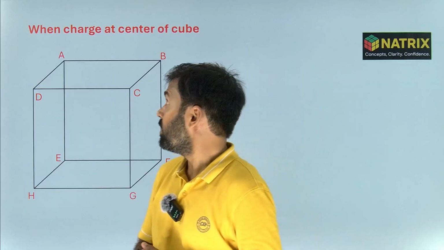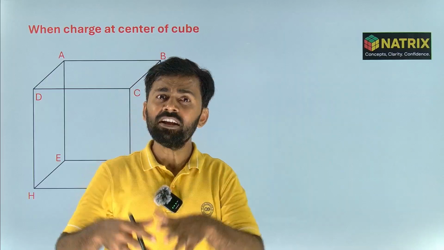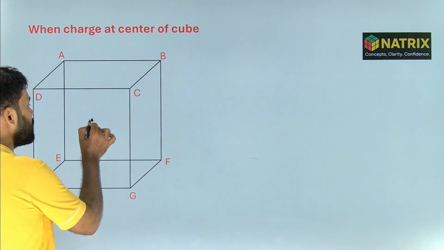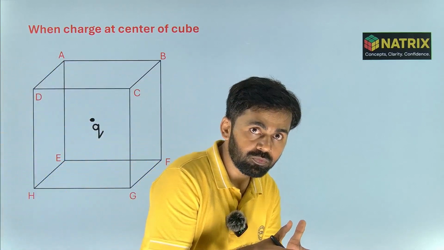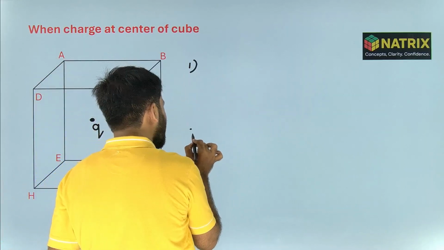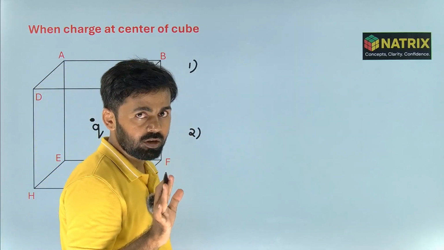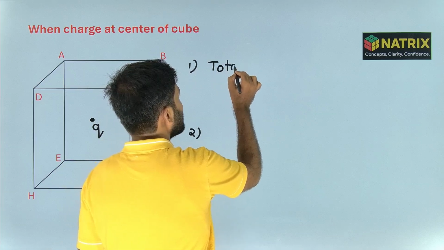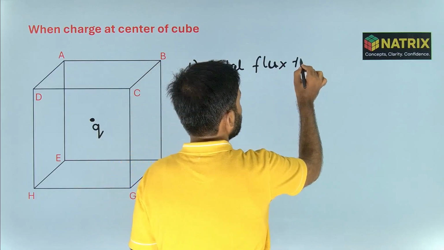The first one, when the charge is at the center of the cube or the charge is present anywhere inside the cube. Let us say our charge Q is present inside the cube. When it is inside the cube, there are two categories of questions they may ask you. When the charge is well inside the cube, the first category is the total flux through the cube.